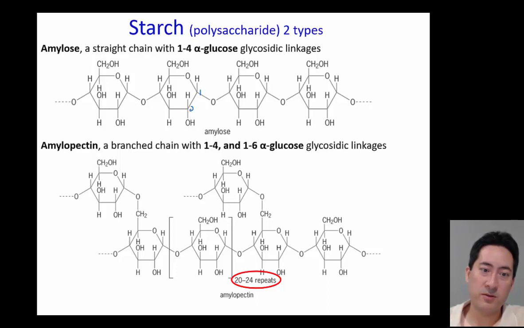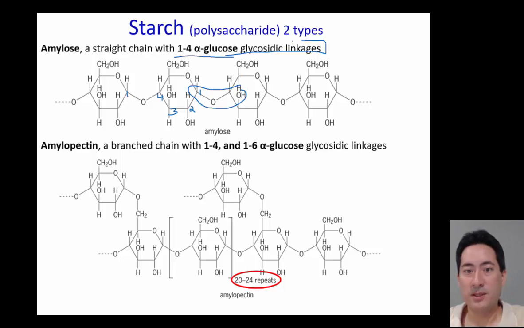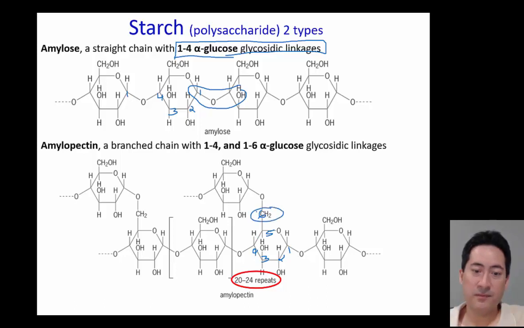So 1, 2, 3, 4. It's a 1 to 4, and they're alpha glucose glycosidic linkages. That's what amylose is, and if you're going to remember that, you're definitely going for that 7. It's pretty tough. And this one here is a 1, 2, 3, 4, but at the 6th carbon there's also a 1 to 6 linkage every 20 to 24 repeats. That's amylopectin. So if you really want to know what starch is, it's a combination of amylose and amylopectin.